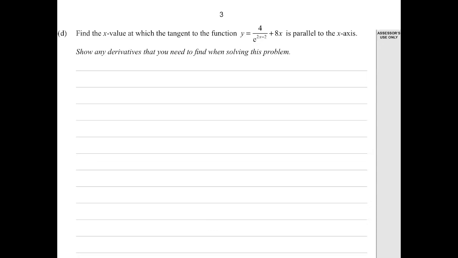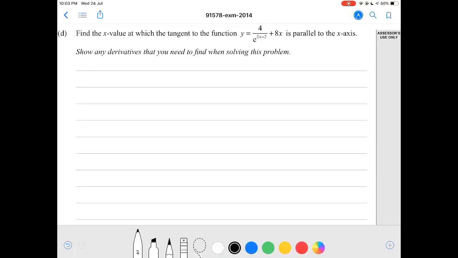Find the x value at which the tangent of the function y equals 4 divided by e to the power of 2x minus 2, plus 8x, is parallel to the x-axis. Alright, so this question asks you to find when it's parallel to the x-axis, which means that if a line is parallel to the x-axis, the gradient of the line is 0. Since the line is horizontal, it's not increasing, so it's just staying flat, and therefore the gradient is 0.